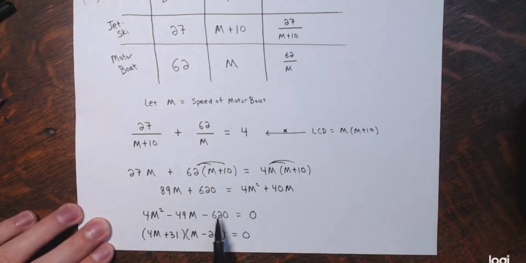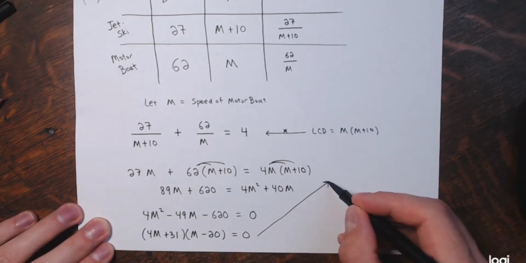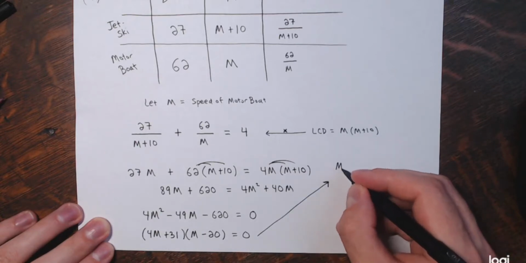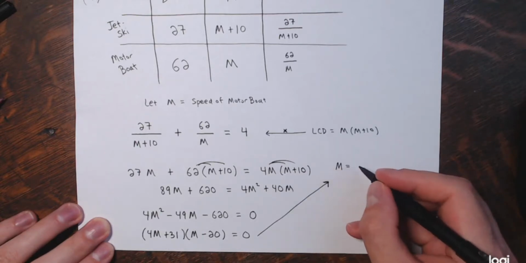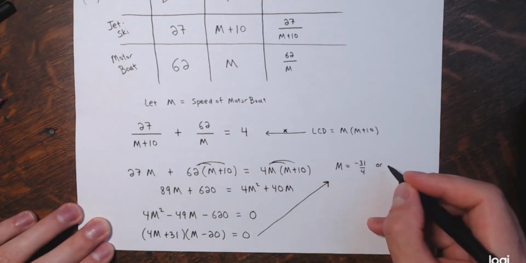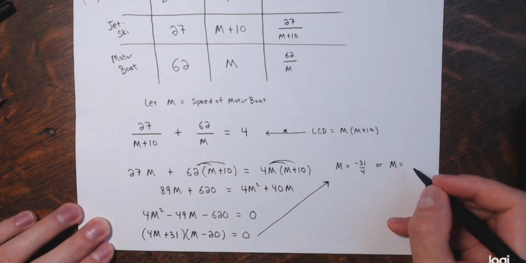Alright, so figured it out here. We got this factors to 4m plus 31 times m minus 20. And I'll bring this here because I don't want to go to a new piece of paper. So the only solutions to this, right, you got a product equal to 0. Think about what makes each factor 0. So the first factor would be 0 when m is negative 31/4. The other factor would be 0 if m were 20.